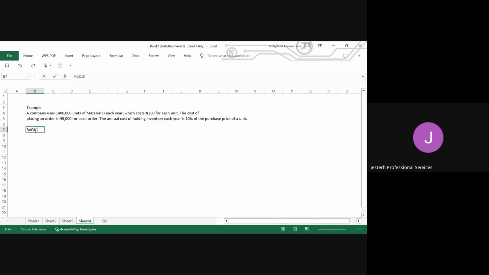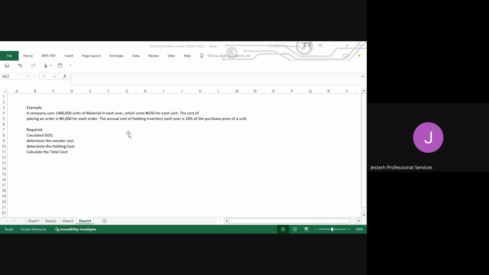Now, okay, required: calculate EOQ, then determine the reorder costs, then determine the coding costs, then calculate the total costs. Now, let's start.